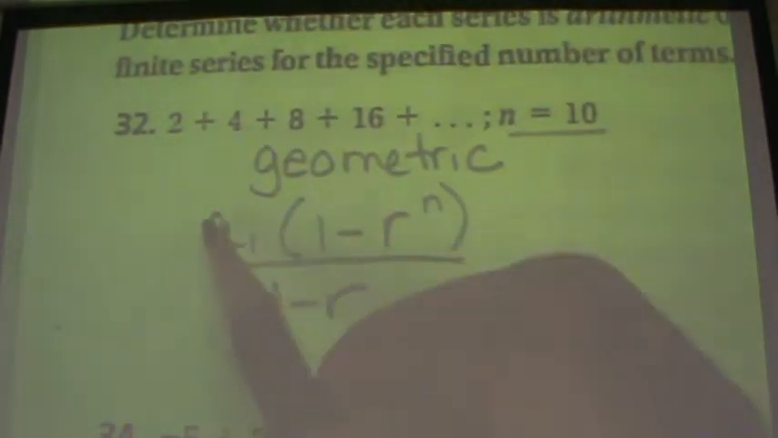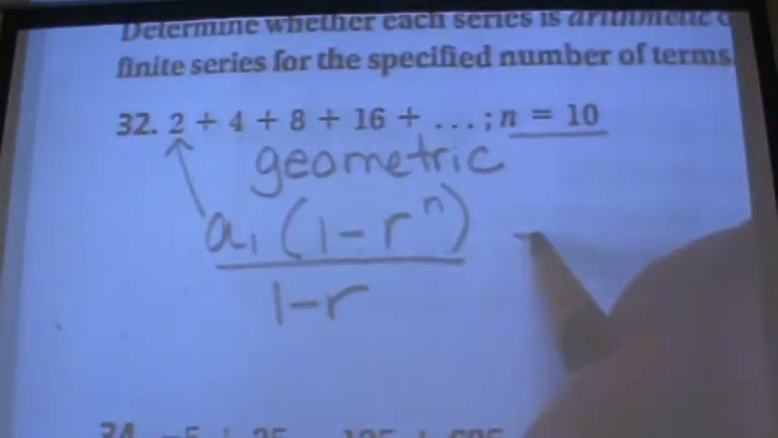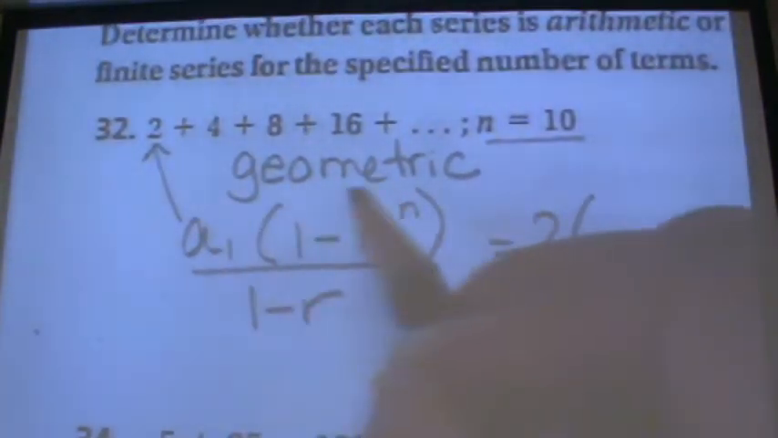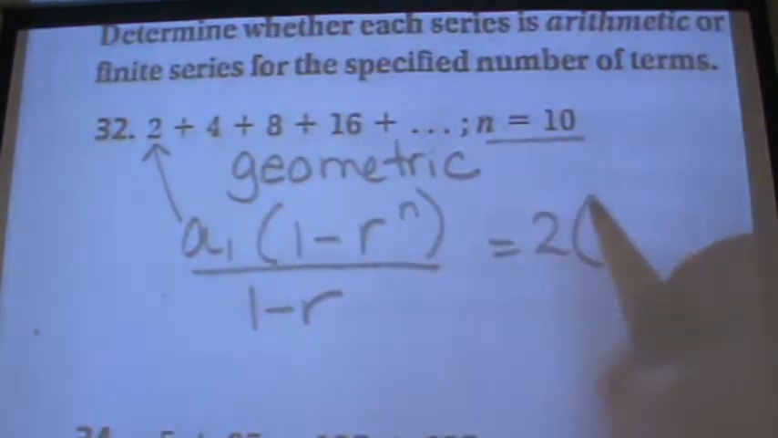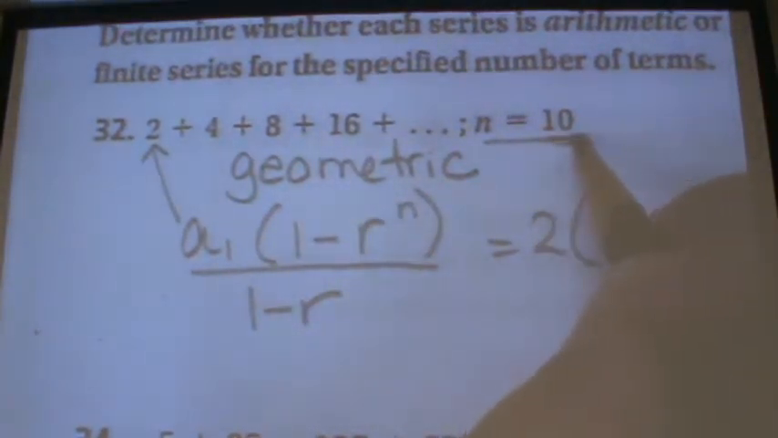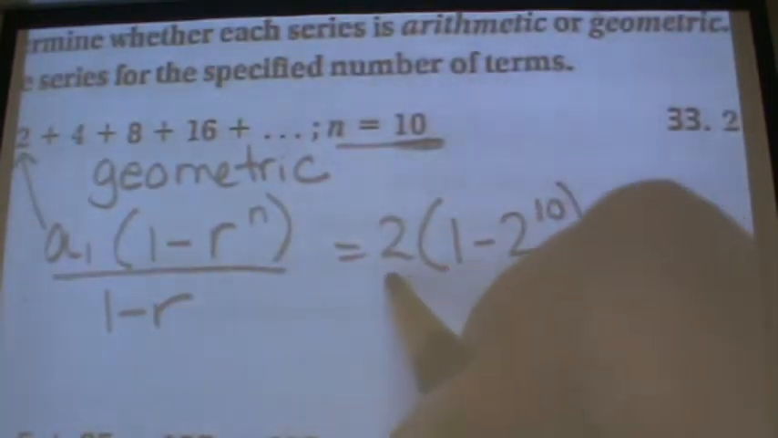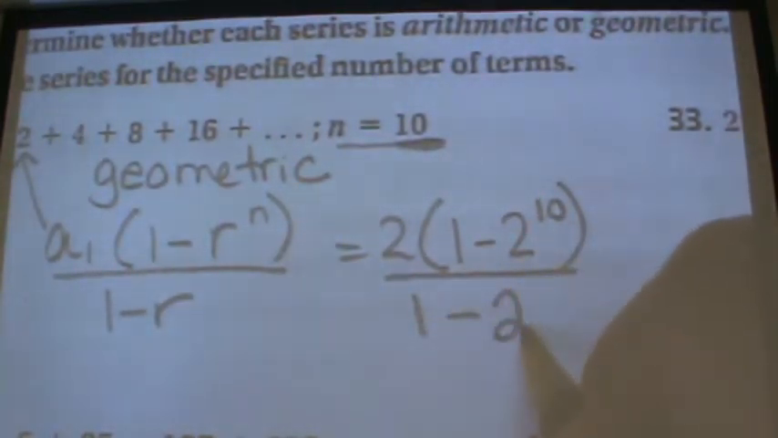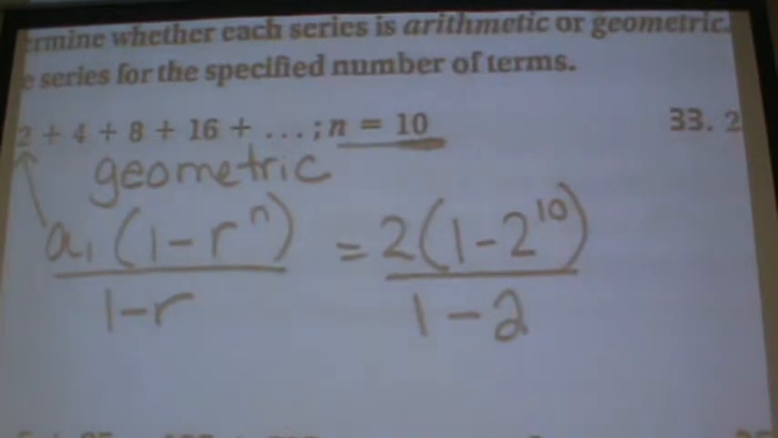What is the first term in the sequence? 2. What's the R value? How are we hopping from 2 to 4? 2. Good, multiplying by 2. How many terms are we adding together? 10. And then over 1 minus the R value, which is 2. Type that in your calculator, everyone. I want to see what numbers you get.